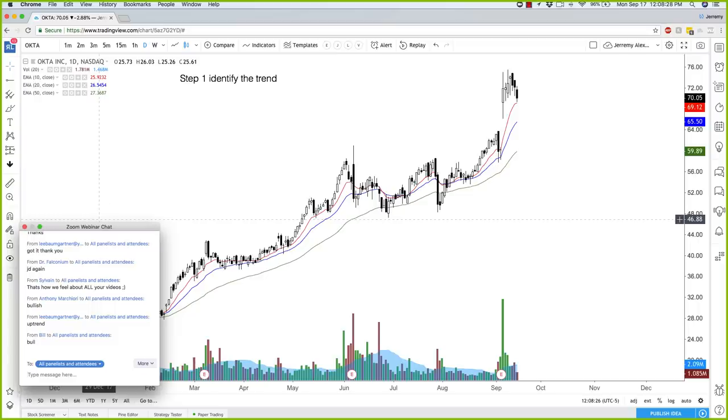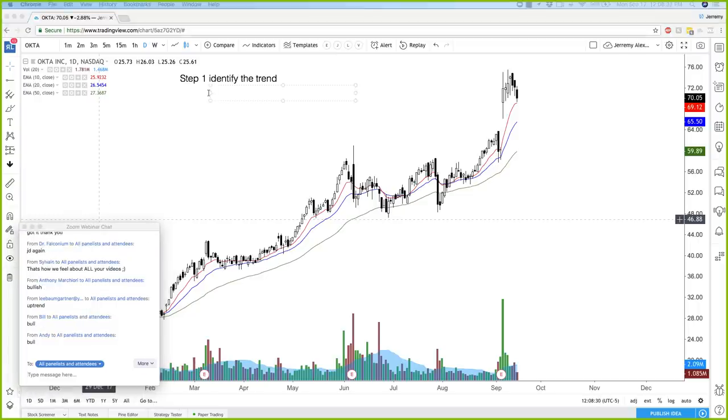So since we know that, identify the trend, play the S-curve, step two. Play the S-curve that goes with the trend. All right, that's step two. So if we're doing a bullish S-curve because the trend is bullish, all right, that makes sense.